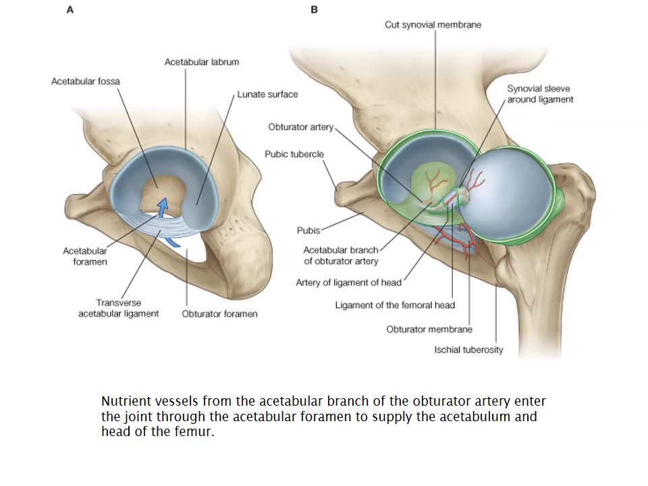Running with the ligament is a small artery, the foveal artery, that contributes to the blood supply of the femoral head. This artery is also called the artery to the head of the femur.